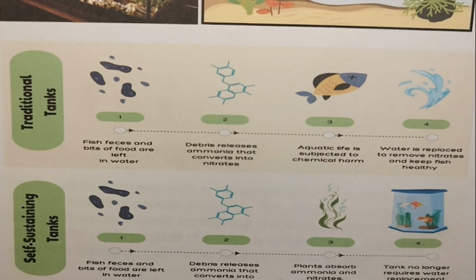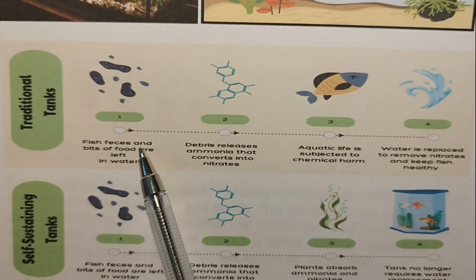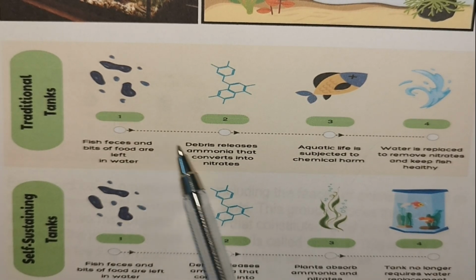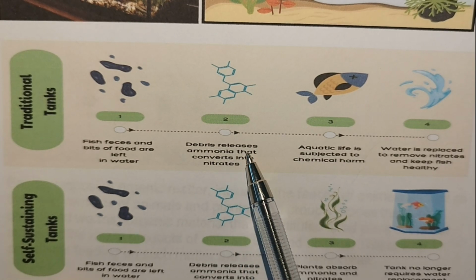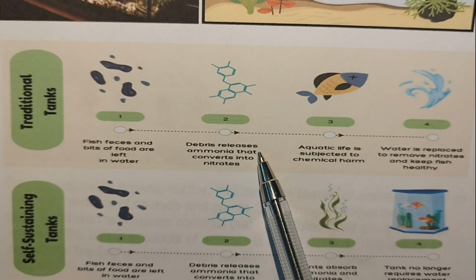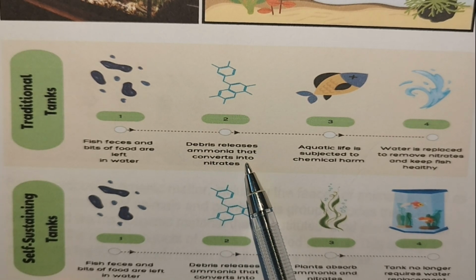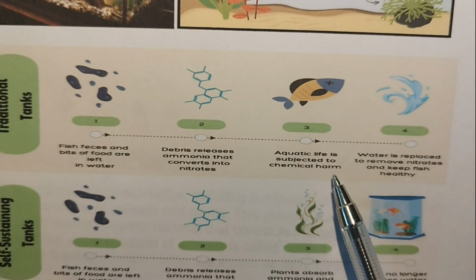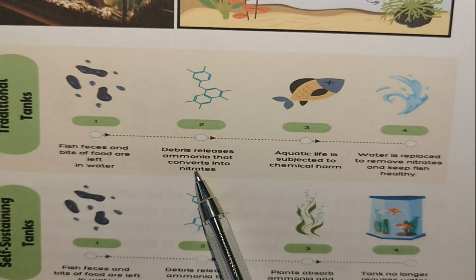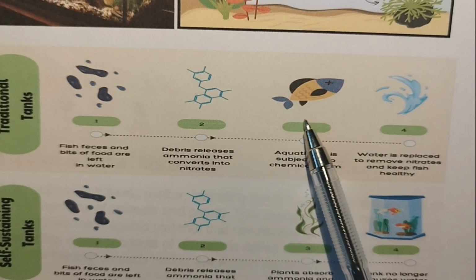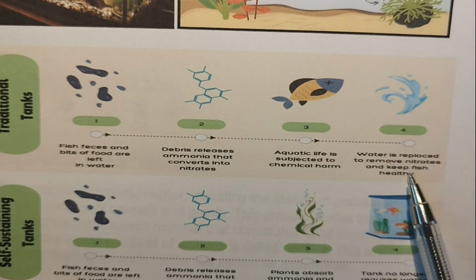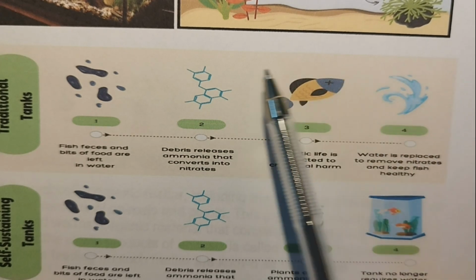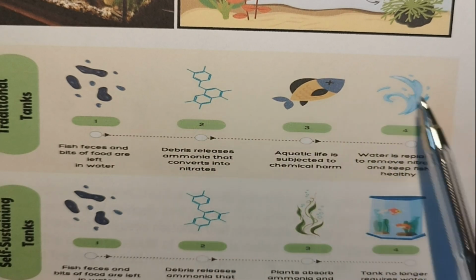Have a look. So traditional tanks will have fish, feces and bits of food left in the water. So there will be debris that will release ammonia that is converted into the nitrates. Okay, and aquatic life then can have harmful effects of these ammonia and nitrates. So water needs to be replaced to remove these nitrates and keep the fish healthy. So you need to keep changing water.